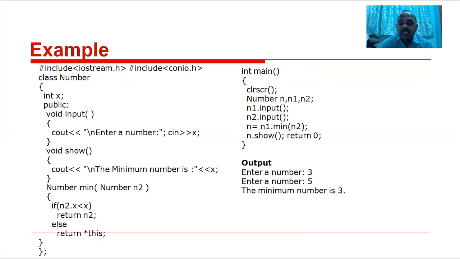Simply it returns the current pointer, object or variable. Clear? Object value or variable value. Clear? Asterisk this is a pointer. This pointer returns the current value or variable value or object value. This shows the current variable or current object. So that's why this is called implicitly working. Clear, all of you?